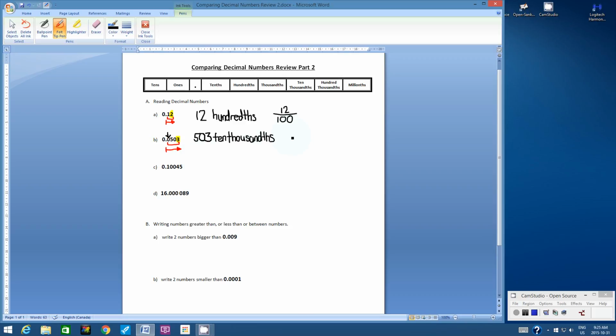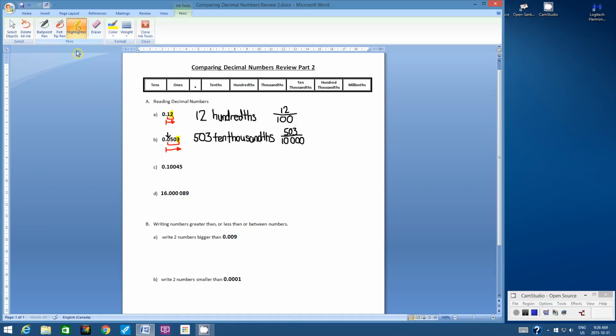So how would we write this as a fraction? Okay, well, remember, a fraction has two parts, a numerator and the denominator. The numerator, again, is the number we read after the decimal. So the numerator in this case would be 503. And then the denominator is simply the place value column of the last digit, which is right here, 10 thousandths. So this decimal of 0.0503 is read as 503 10 thousandths, or as a fraction 503 over 10,000.